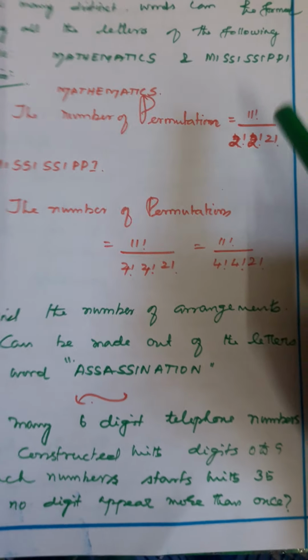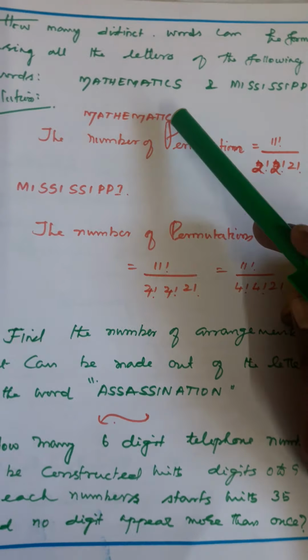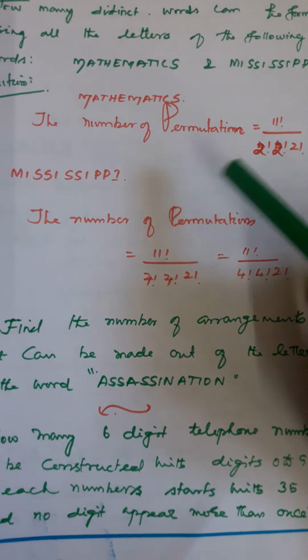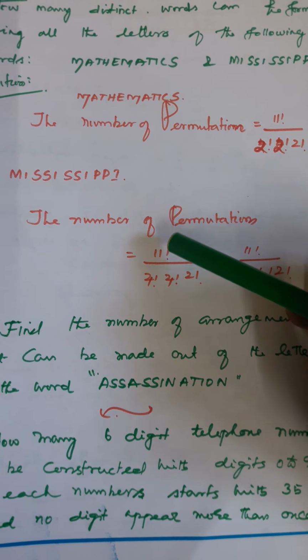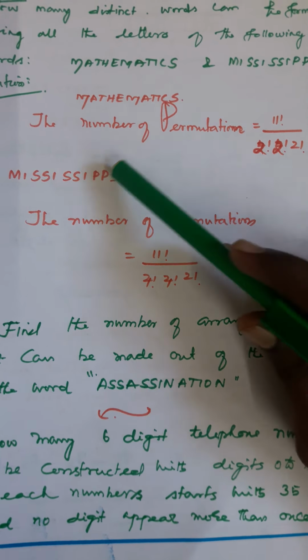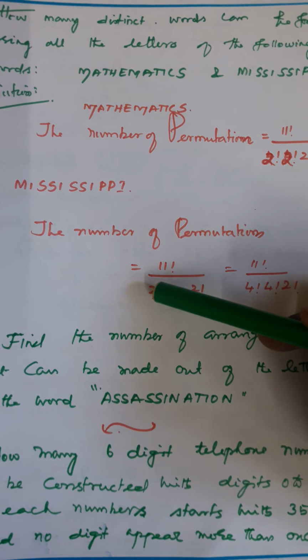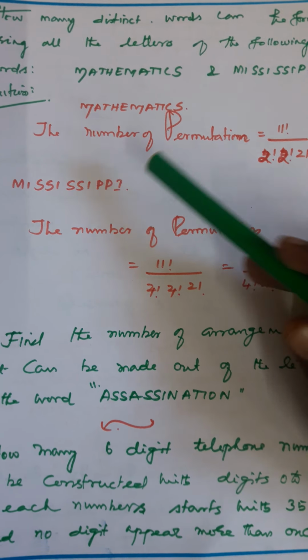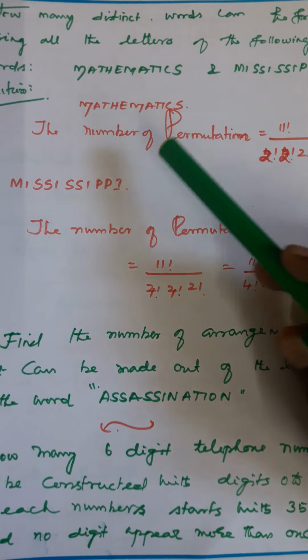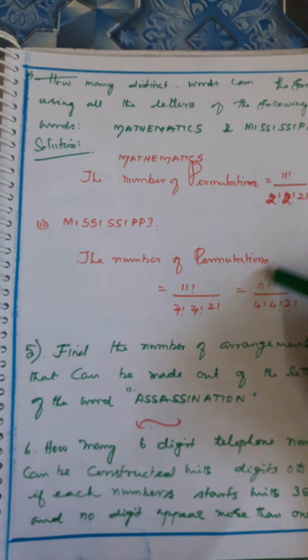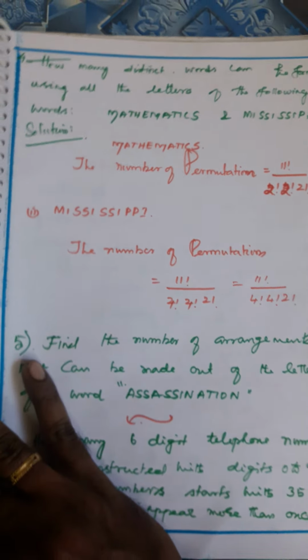It's very, very simple. Total number of letters, divided by the factorials of the repeating letters. Like that, for Mississippi, the total number of letters is 11. In that, s is 4 times, so 4 factorial. i is 4 times, 4 factorial, and p is 2 times, 2 factorial. So that is your answer. You can complete like this. You need not simplify the fraction, right?